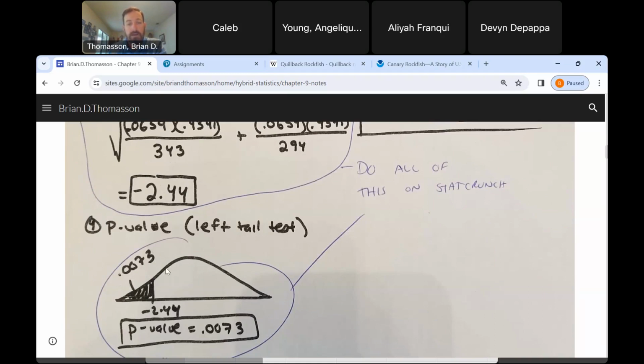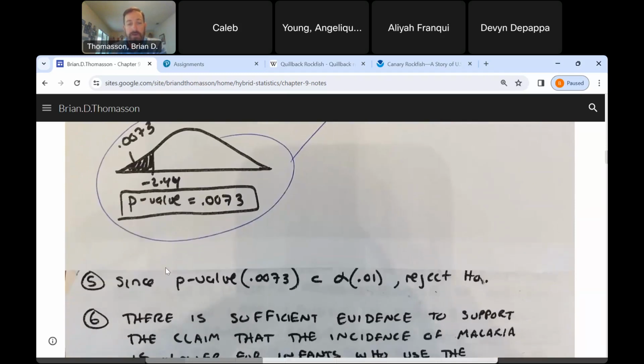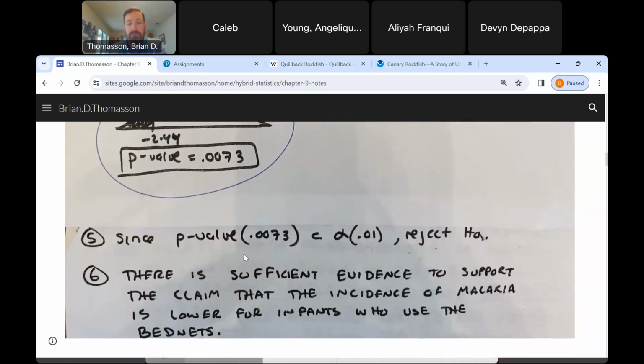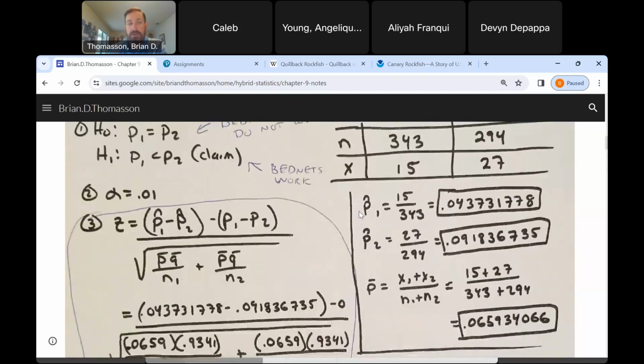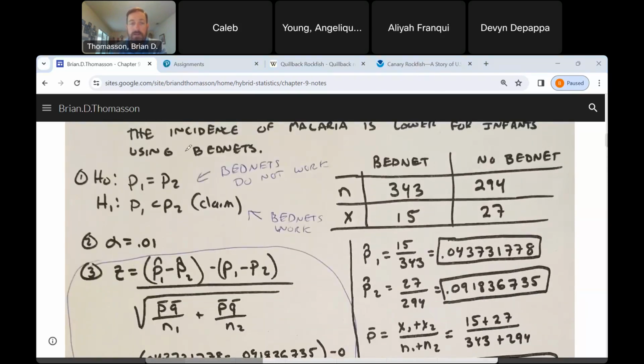Okay. All right, and then we go right back to our step 5. If the p-value is low, H0 must go. So if our p-value is 0.0073 and that's less than alpha 0.01, then we reject H0. Okay. So as soon as we reject H0, it no longer can be that, and we assume that it's got to be less than. Okay, so in other words, we just showed that the bed nets work.